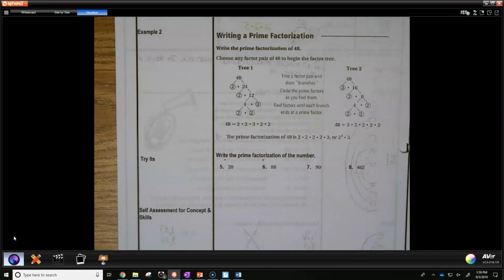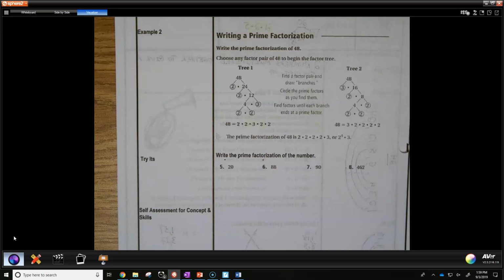So now we're working on our last 2 parts, which we need to finish in the next 10 minutes, so you guys can have time to work on your homework. Now, what we're going to work on here is creating a factor tree. Write the prime factorization of 48.